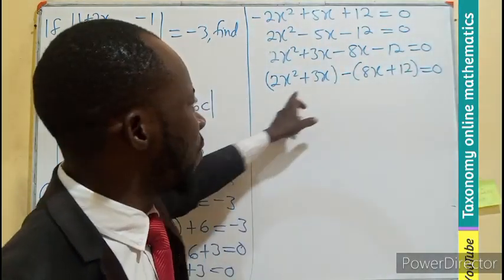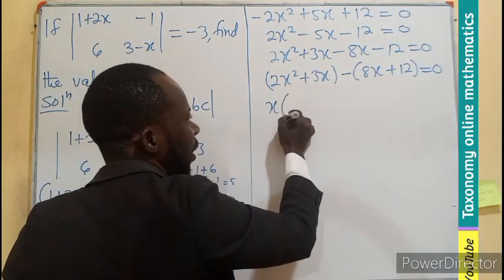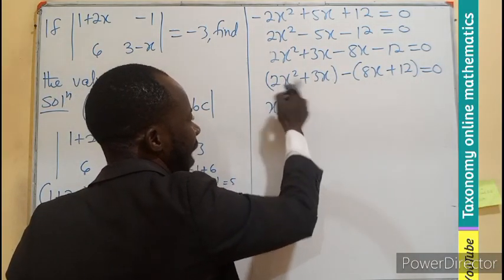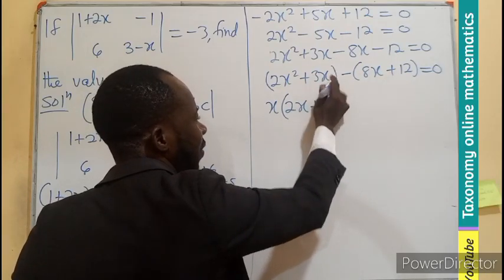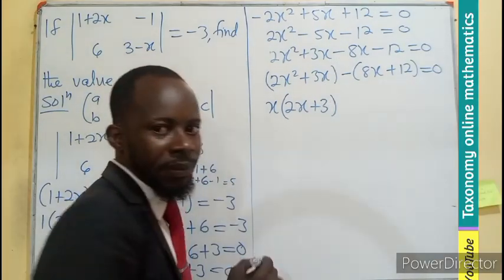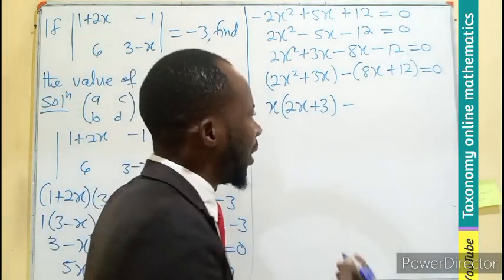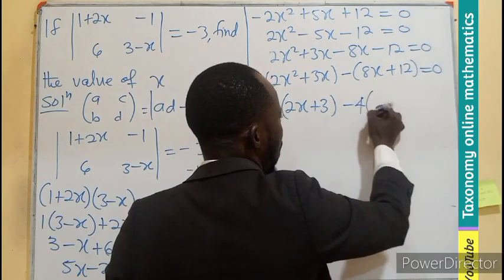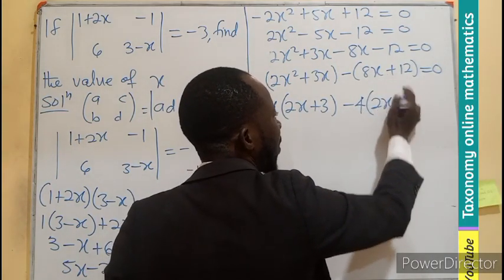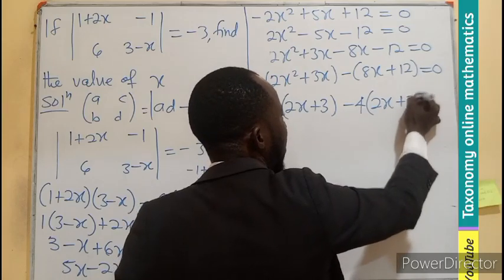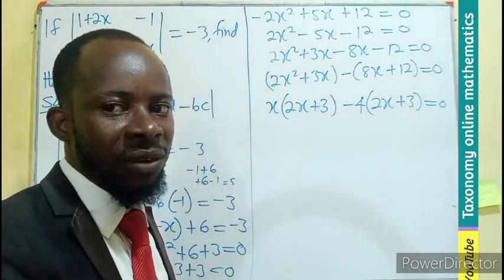So let's look out for common factors here. I believe x is common. So x into bracket: if x divides 2x squared, you have 2x, and x dividing 3x gives us 3 only. Then we look out for the common factor for 8 and 12. I believe that will be 4. So 4 into bracket, dividing 8x gives 2x, and 4 dividing 12 gives us 3. Still equals 0. We are still doing factorization, right?